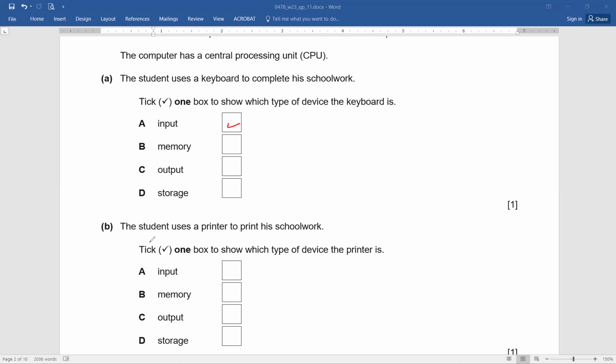Now, part B. The student uses a printer to print his schoolwork. Tick one box to show which type of device the printer is. Input, memory, output, or storage. Exactly, input was keyboard and printer is the output device. So in this manner, for part A, the answer is input, and for part B, the correct answer is output. And in this manner, you have ticked the right option and 1 and 1, 2 marks are yours. Easy? Yes, exactly. You all have done it. That's really very great. Now let's move to the next question.